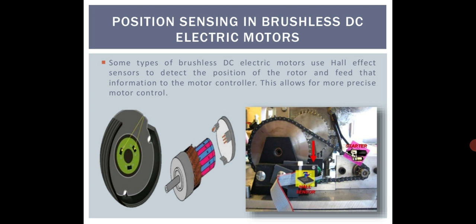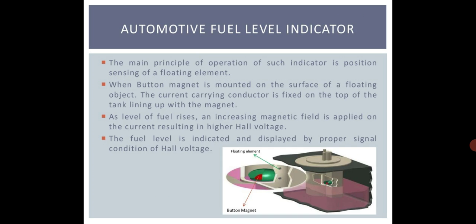So position sensing in brushless DC electric motors. Some types of brushless DC electric motors use Hall effect sensors to detect the position of the rotor and feed that information to the motor controller. This allows for more precise motor control.